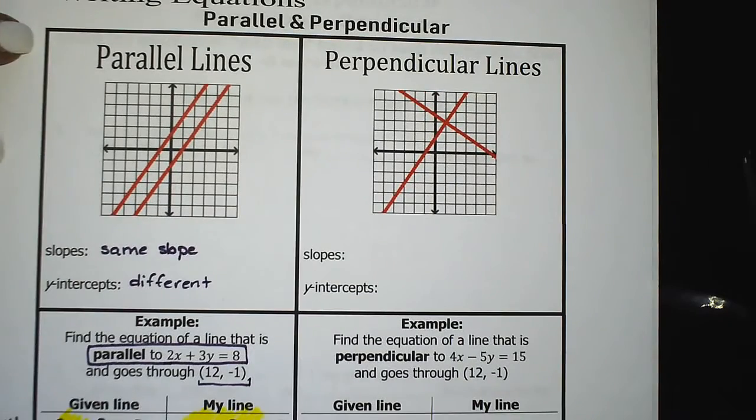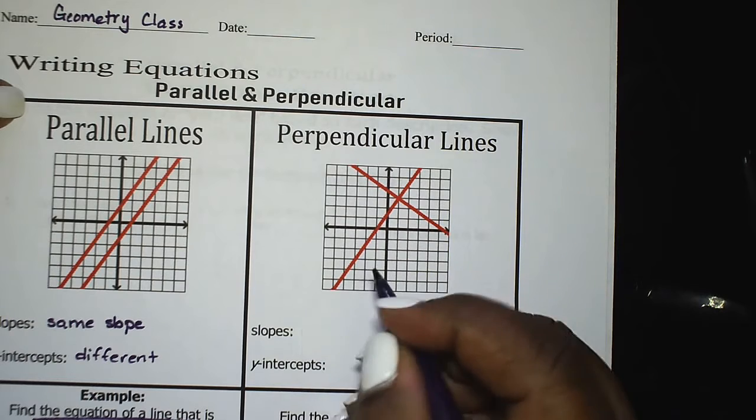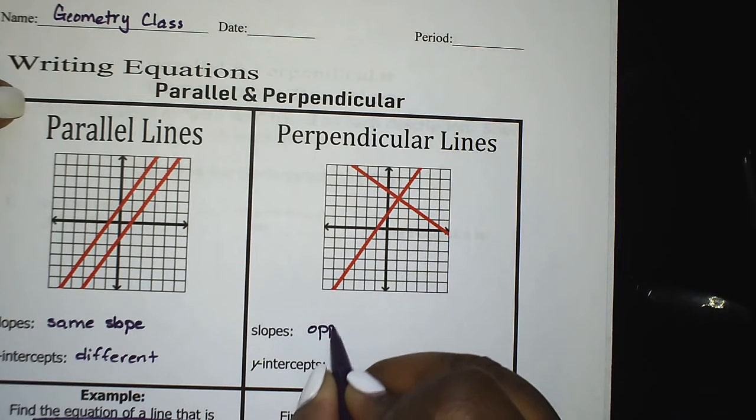We finished talking about the parallel lines having the same slope. Now we're going to talk about perpendicular lines. Perpendicular lines have opposite reciprocal slopes.